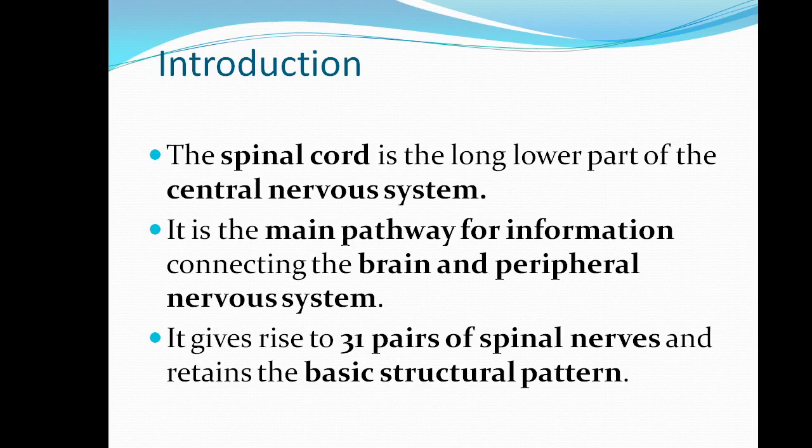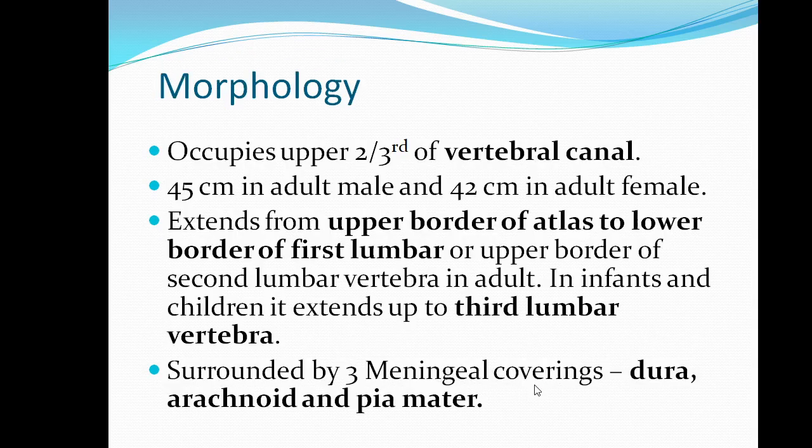The spinal cord is the long lower part of the central nervous system. It is the main pathway for information connecting the brain and the peripheral nervous system. It gives rise to 31 pairs of spinal nerves and retains the basic structural pattern. It occupies about two-thirds of the vertebral canal.